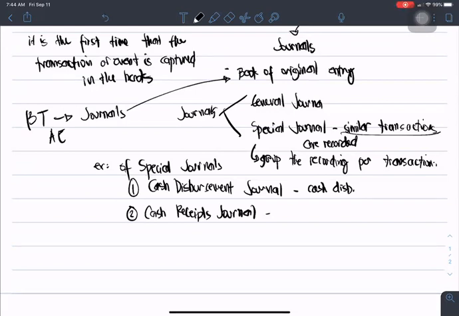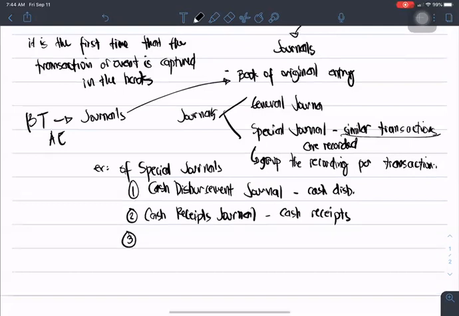Collection of accounts receivable. So you collected some of your accounts. When you collected something, that is a cash receipt. Therefore, you place it under your cash receipts journal. So the similar transaction that is grouped under your cash receipts journal are your cash receipts.